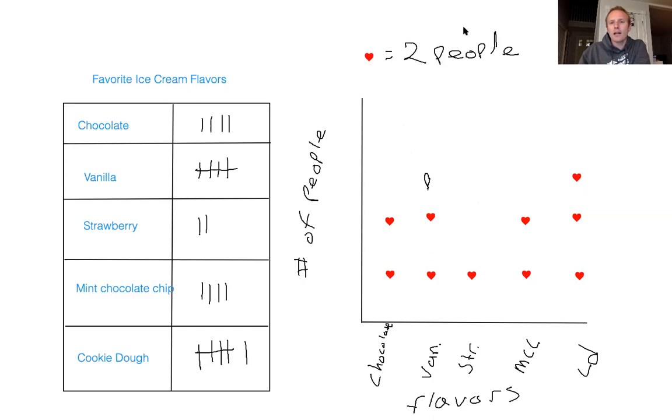If they're ever going to do that, it's going to be noted on the graph somewhere. It's going to tell you that 1 heart equals 2 people. They're not just going to do that without you knowing.